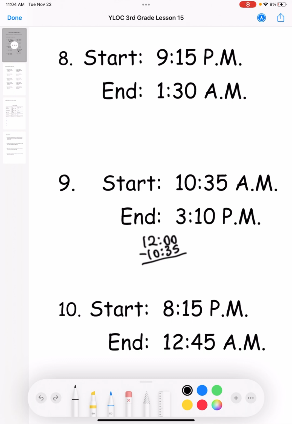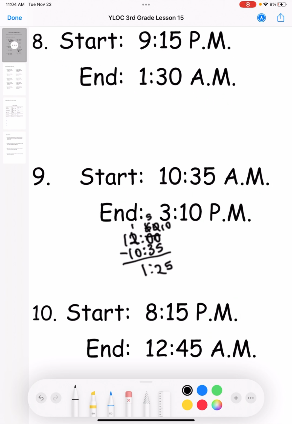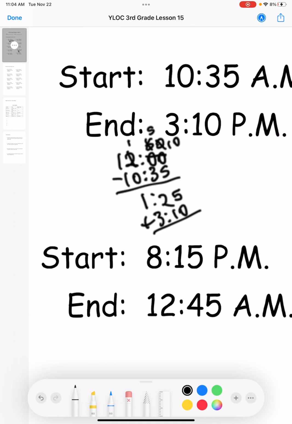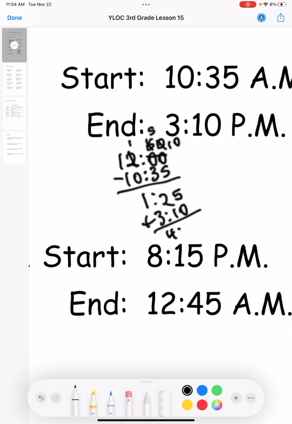And we'll turn this into 60, and then we'll get 1 hour 25 minutes, and then we'll just add 3:10 p.m. and then we'll get 4 hours 35 minutes.